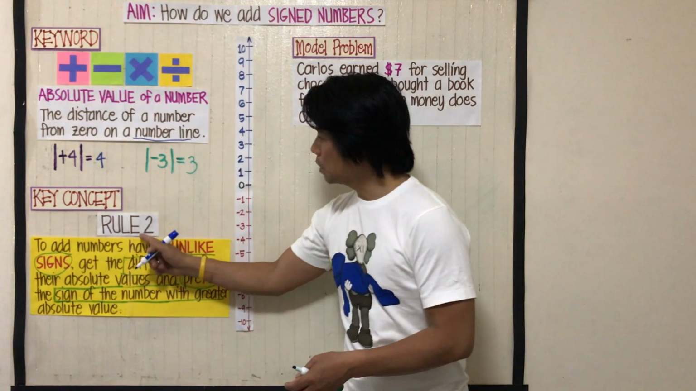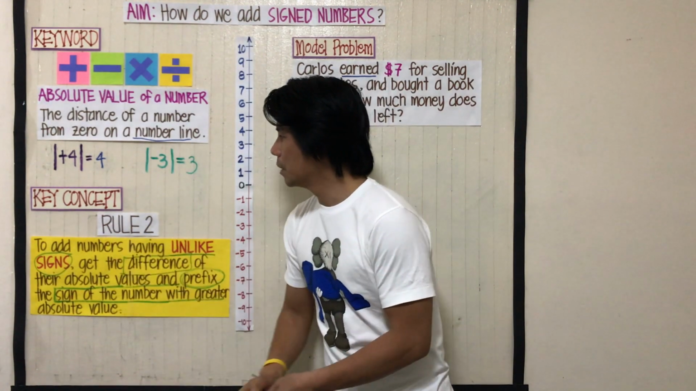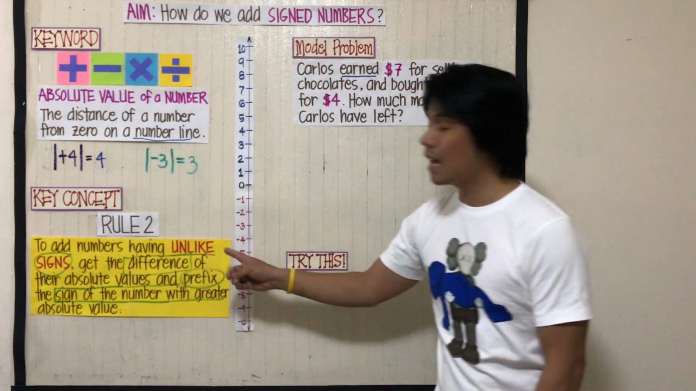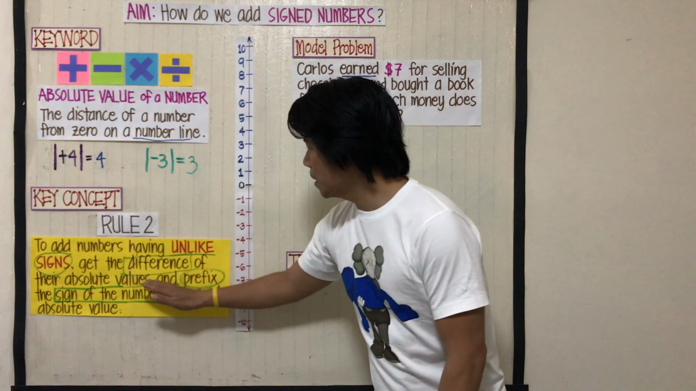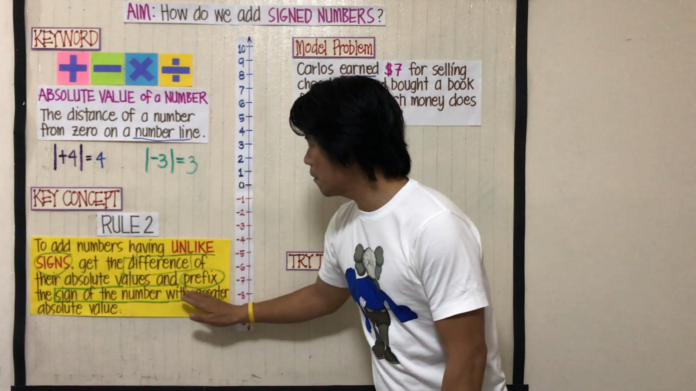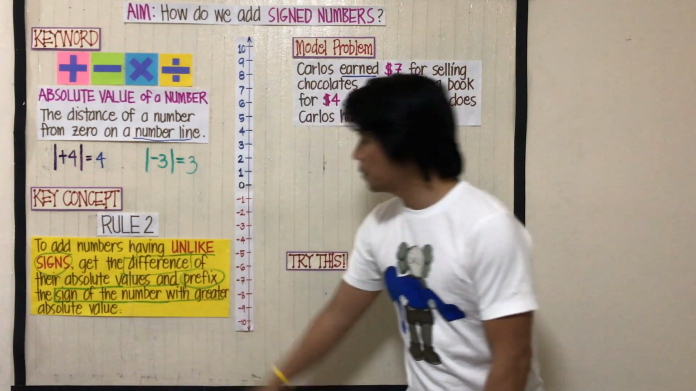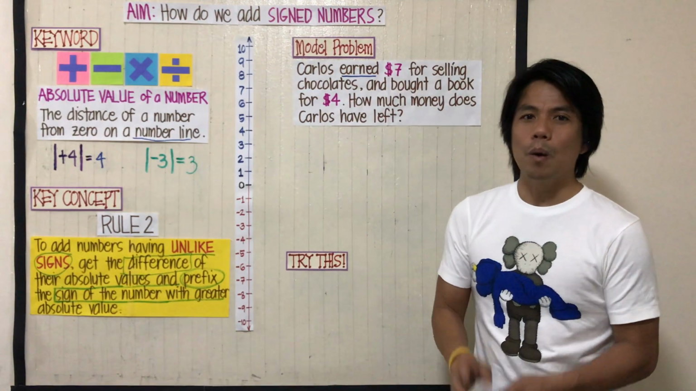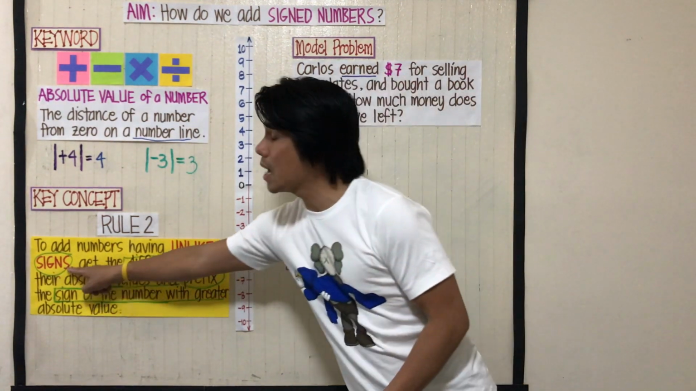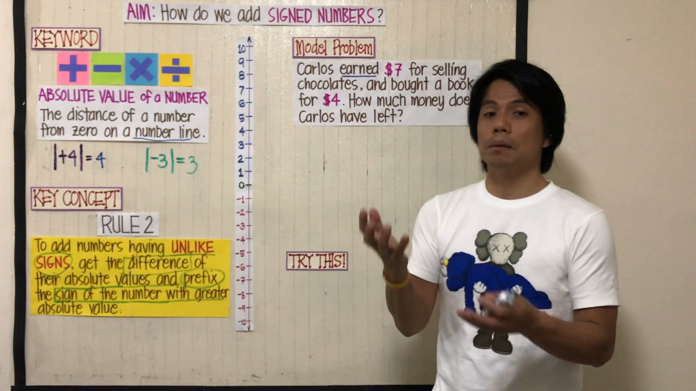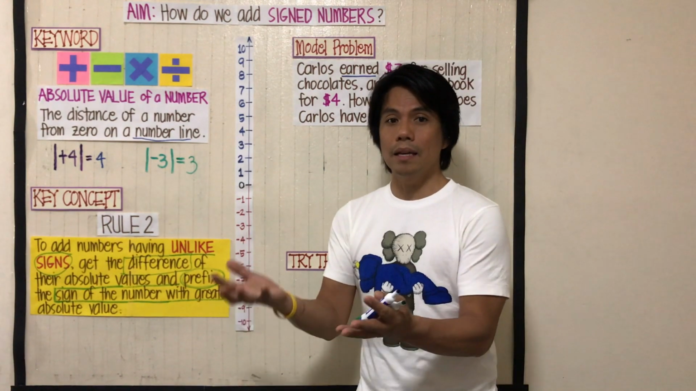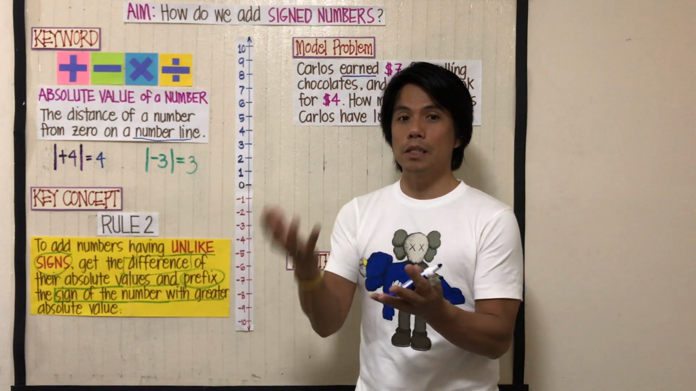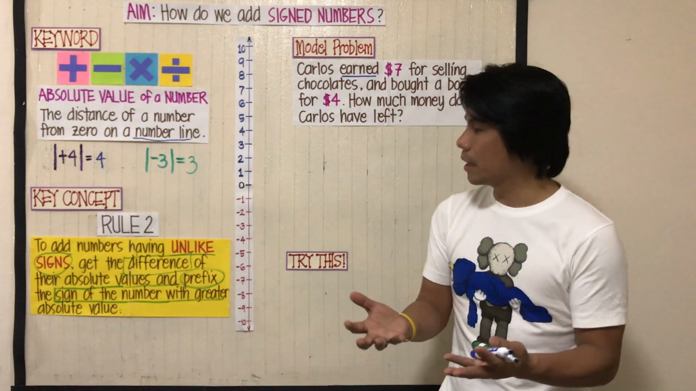Now let's go to rule number 2, the key concept. To add numbers having unlike signs, get the difference of their absolute values and prefix the sign of the number with greater absolute value. What do we mean by unlike signs? That means the two numbers that we're adding have different signs. One is a positive and one is a negative.